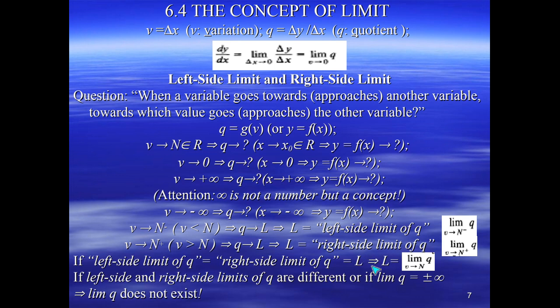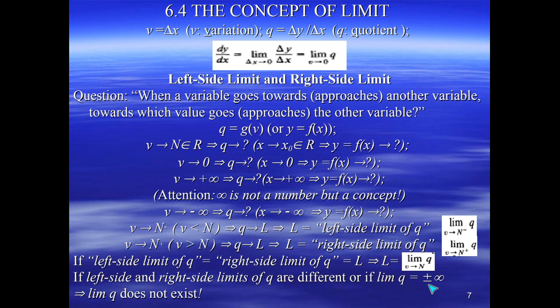Then plus or minus infinity, this L. So we can say this L is the limit of Q when V goes to n. Of course, the limit of Q when V goes to n can be plus infinity or minus infinity as well. The limit can be equal to plus or minus infinity.